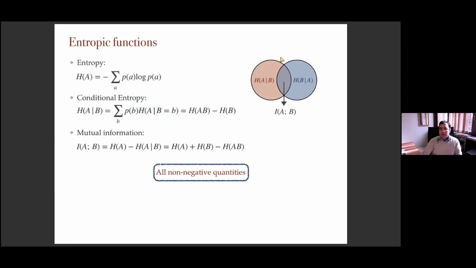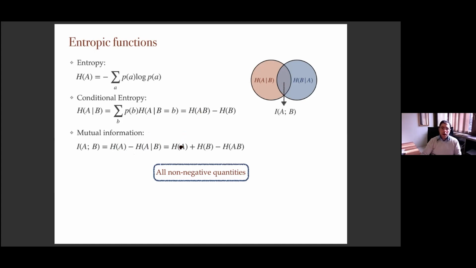In this Venn diagram, the red circle I can think of as A and the blue one as B. The entropy of A is the whole circle, and the entropy of A given B is the part that has no intersection with B. So this is the red part here. And then the mutual information is the region in common between A and B. This is the whole circle minus this part. So I have the entropy of A, which is the whole circle, minus this conditional entropy, which is this part. So this gives me the common part here.